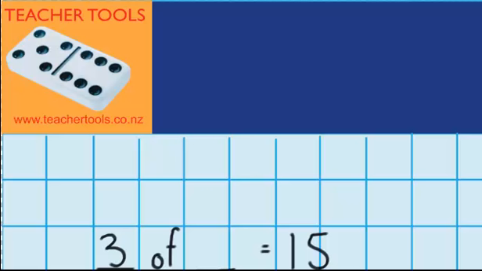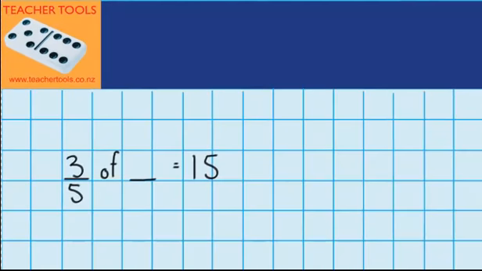Welcome to the Year 5 lesson for whole unknown problems. In this lesson I'm learning to use multiplication and division, in particular my 2, 3, 4, 5 and 10 times tables, to solve whole unknown problems.